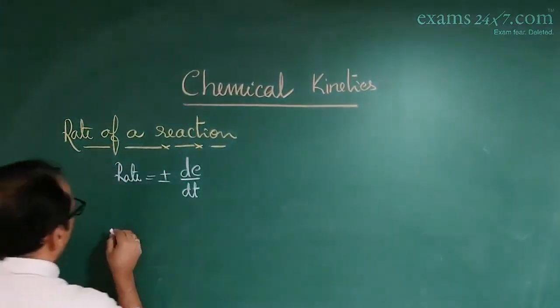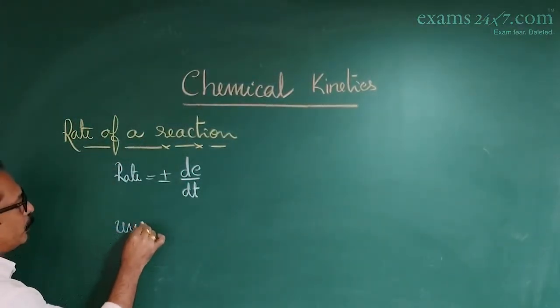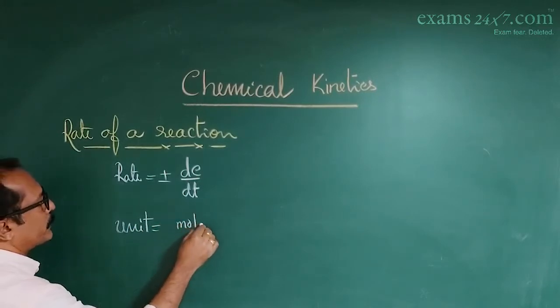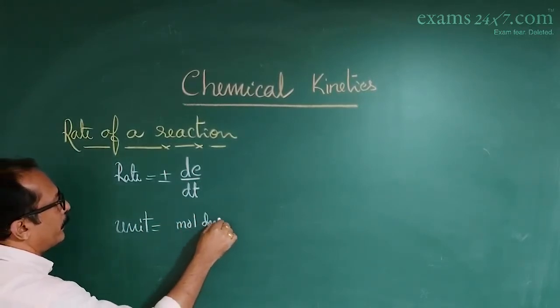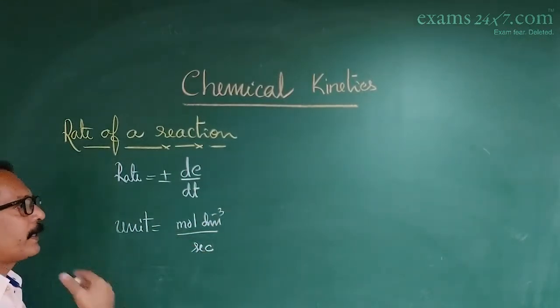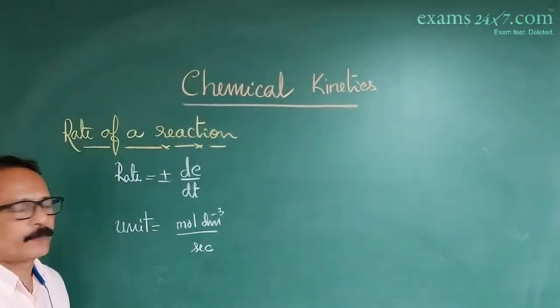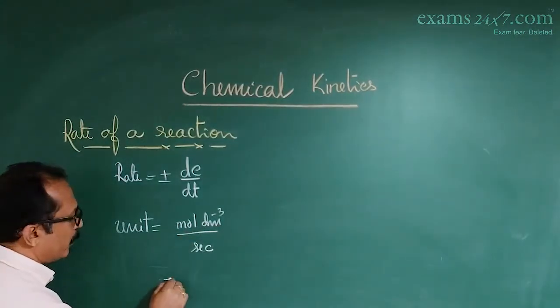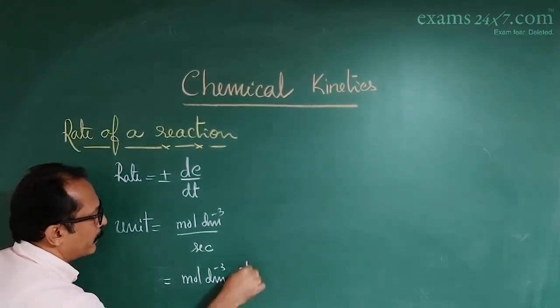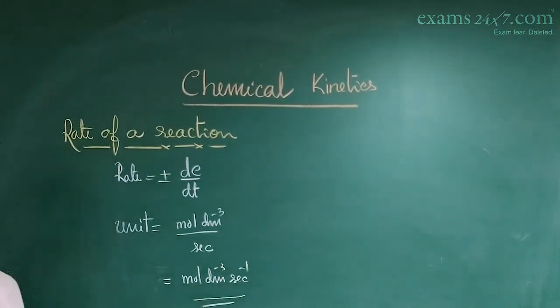So what is the unit of rate of a reaction? Change in molar concentration is in mole per dm cube. Change in time is in seconds, or you can take minutes. So the unit of rate of a reaction is mole per dm cube per second.